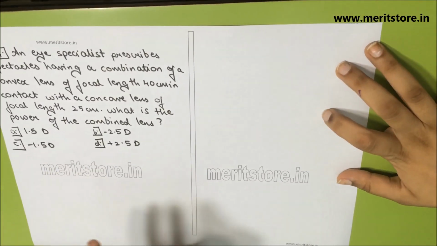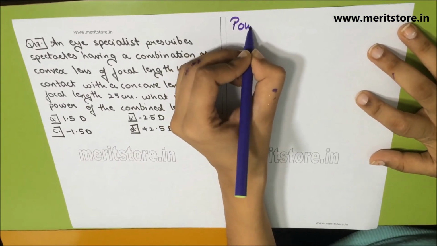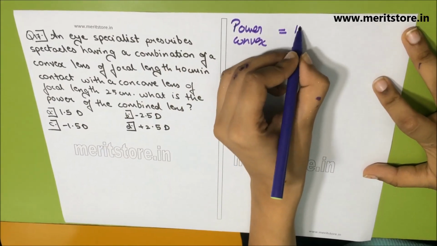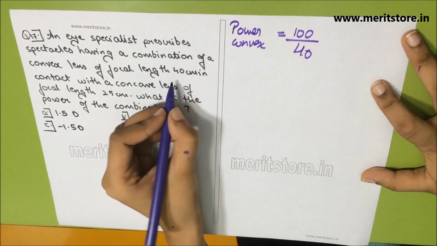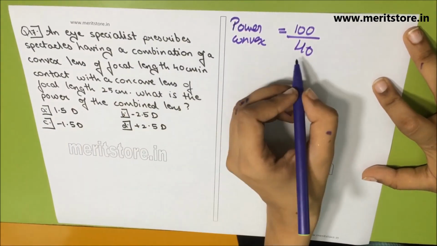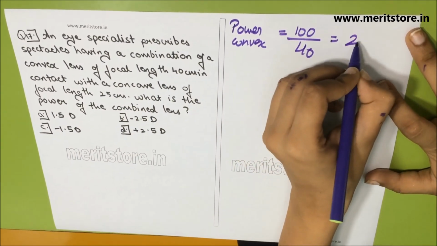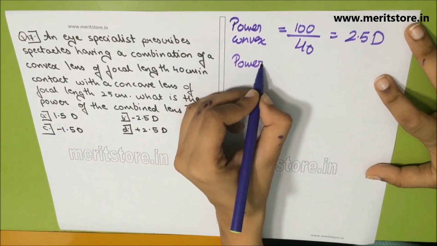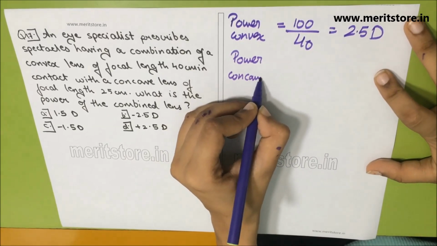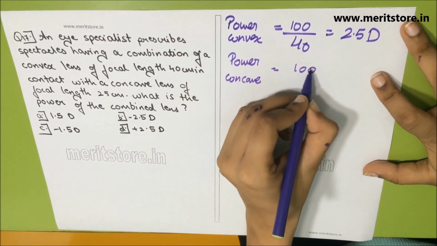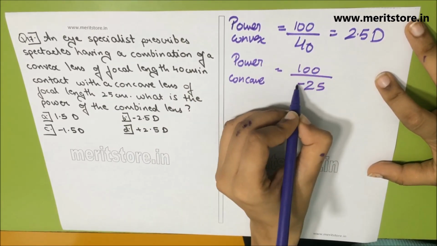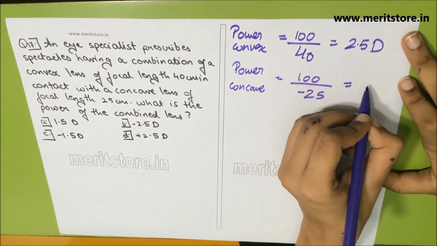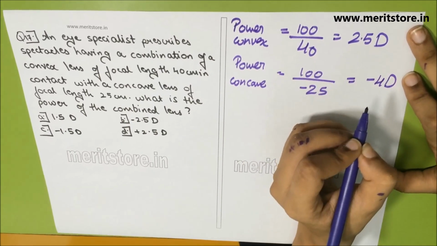First, we will find out the power of a convex lens. That will be 100 by 40, because it is 40 centimeters given, which is equal to 2.5D. Similarly, we will find out the power of a concave lens, which is 100 upon minus 25, minus because it is concave and 25 is given. So this becomes minus 4D.